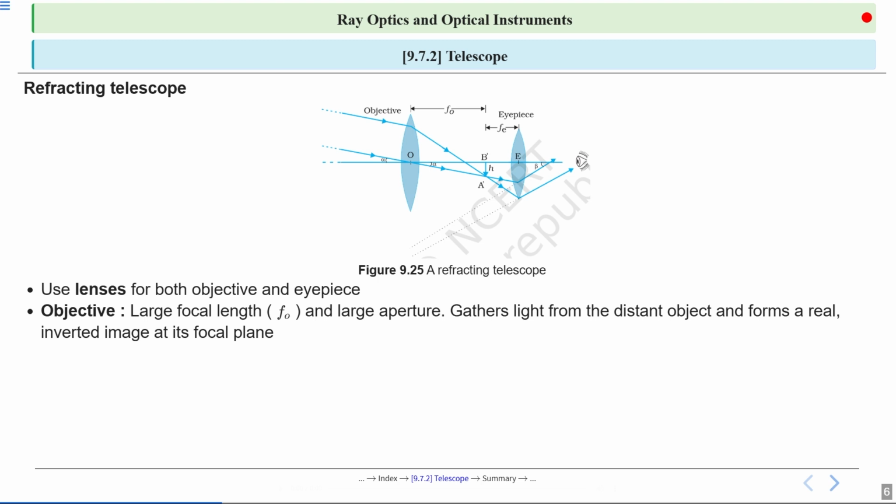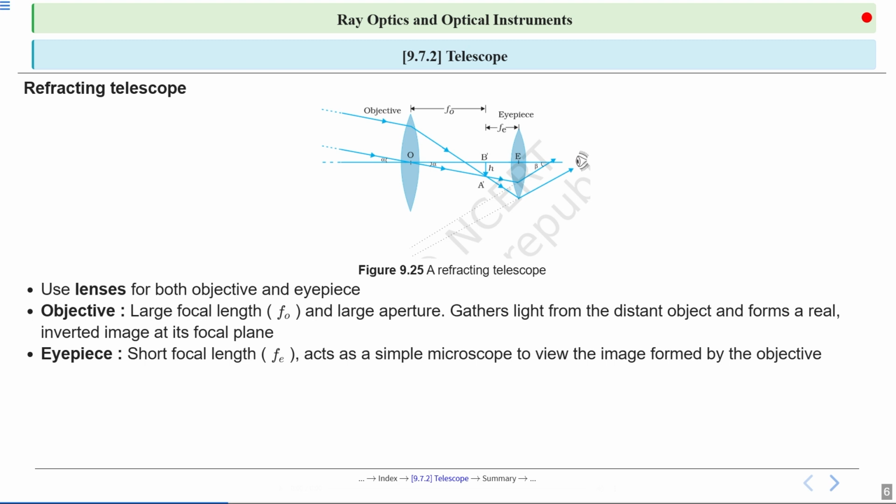The objective lens has a large focal length and aperture. Why the objective has a large focal length and the eyepiece has a small focal length, we will discuss. This means it can gather more light, okay, for gathering more light, which is crucial for observing faint distant objects. The objective forms a real inverted image at its focal plane, which is then magnified by the eyepiece.